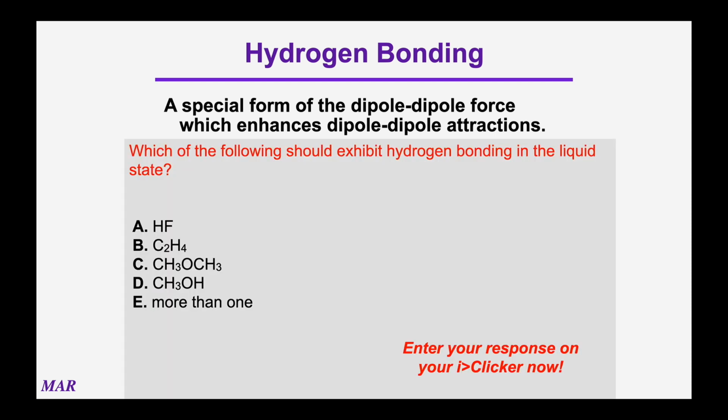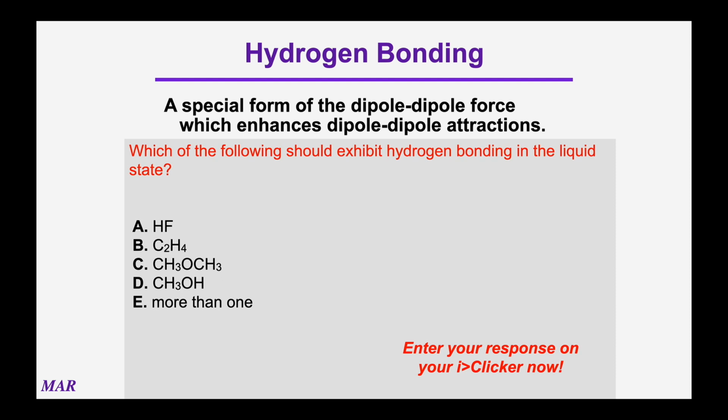Here's a question you might see. Which of the following should exhibit hydrogen bonding in the liquid state? The liquid state is important because only liquids and solids for Chem 220, Chem 223 will have intermolecular forces. The gas form of any of these would not have hydrogen bonding. They wouldn't have any of the intermolecular forces at all.